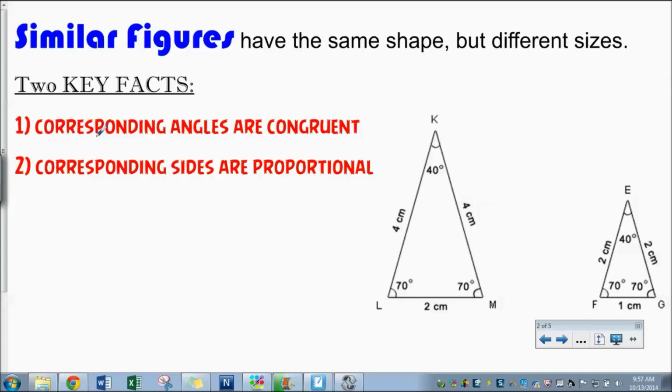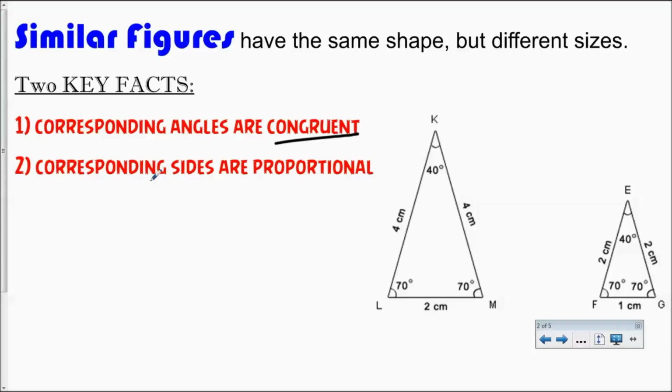First, their corresponding angles are congruent. So take a look at these two triangles. These are isosceles, so they have congruent base angles. On the large triangle, they're both 70 degrees. On the smaller triangle, the corresponding base angles are also 70 degrees. The top angle, the vertex, is 40 on the large triangle, and it's also 40 on the smaller triangle. So it doesn't matter how much I enlarge or shrink these triangles, their angle measures are going to stay the same. They're going to be congruent.